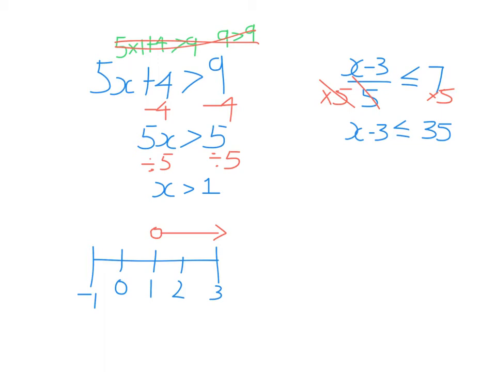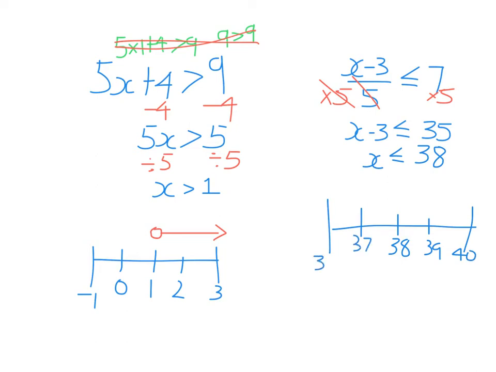So now I'm just going to add 3 to both sides. I'm going to leave the inequality sign as it is. X is less than or equal to 38. So if I want to draw this on a number line, put 38 in the middle, couple of numbers either side. So this time I'm going to start at 38, but I'm going to go to the left because I want the numbers less than 38. Now this time I am including 38 in my answer because this is less than or equal to. So this time I have to shade in the circle.